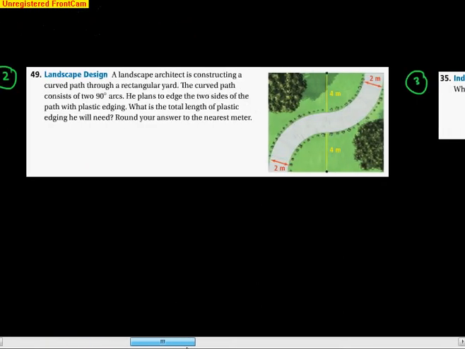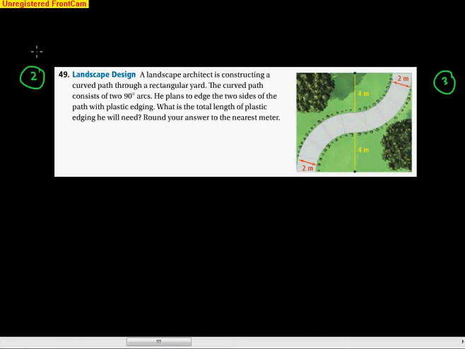Alright, next. Good question here. We did this one in class, I just want to review it with you. A landscape architect is constructing a curved path through a rectangular yard. The curved path consists of 2 90-degree arcs. He plans to edge the 2 sides of the path with plastic edging. What is the total length of the edging?